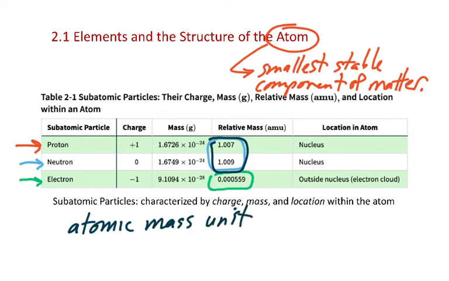And instead of saying 1.627 times 10 to the minus 24 grams, we'll say a proton is just equal to 1. That makes our life easy. Let's look at the charge, right? Proton is +1, electron -1. Beautiful, easy. I love it.